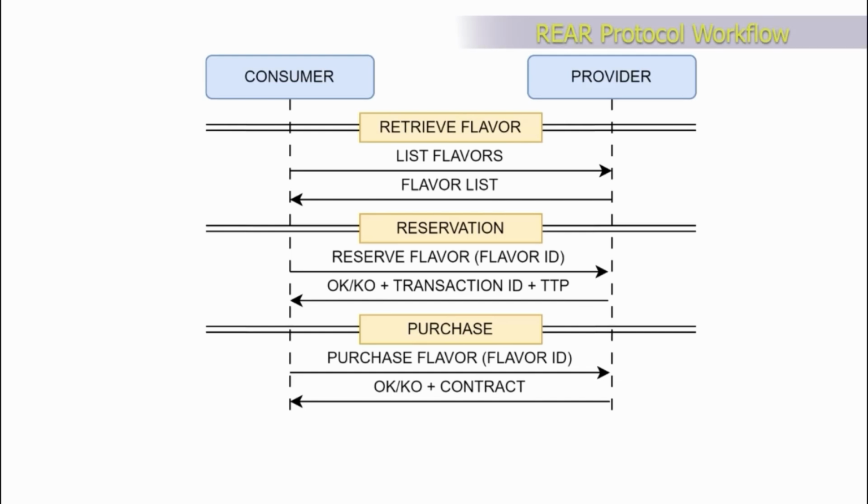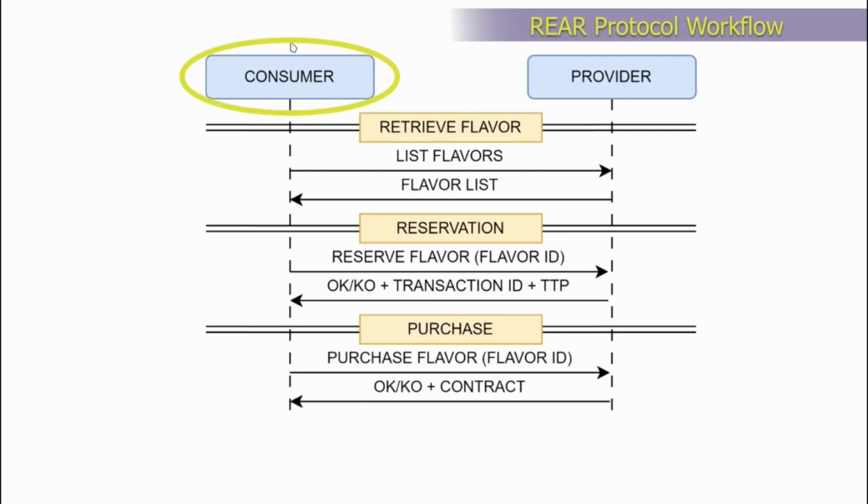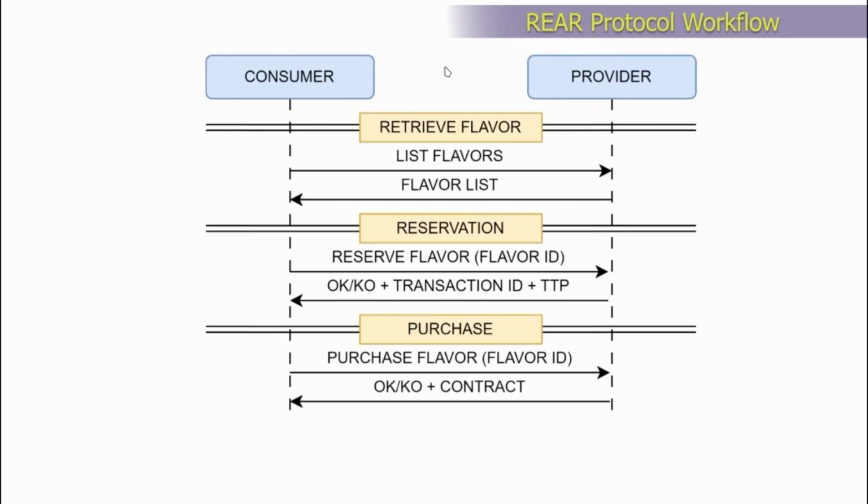The REAR protocol has been designed and implemented for advertising and negotiating cloud resources involving two key entities, the consumer, on the upper left side, and the provider, on the upper right side. Those entities are typically Kubernetes clusters that are independent of one another. In our case, those clusters already know each other, but they do not know which resources are available on the other cluster. This is when the protocol comes into play.